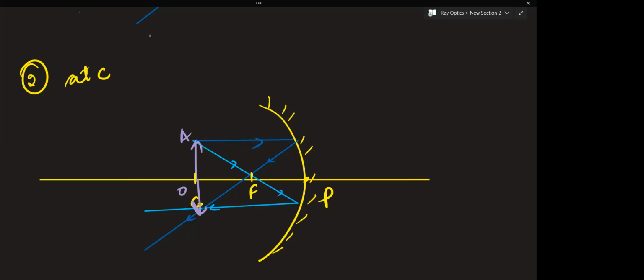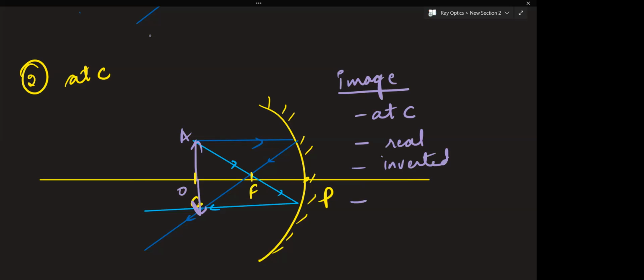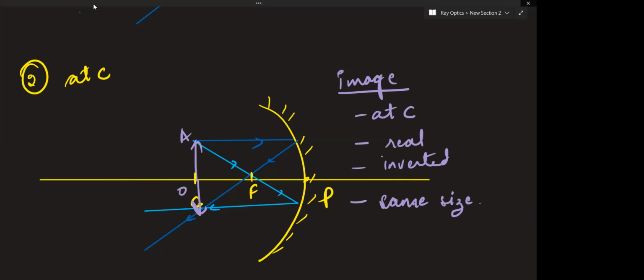Image is formed at C also. So if you talk about the characteristics of the image, the image is also formed at the center of curvature. This is again real and inverted. But regarding the size, the size is the same as that of the object. Now we'll move on to what we were studying.